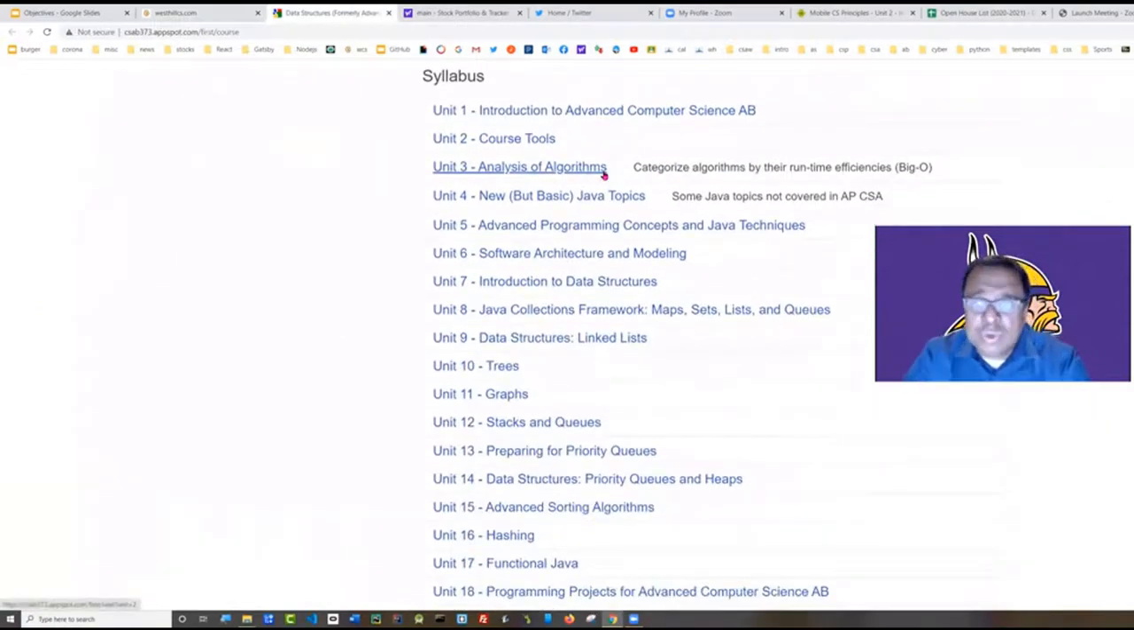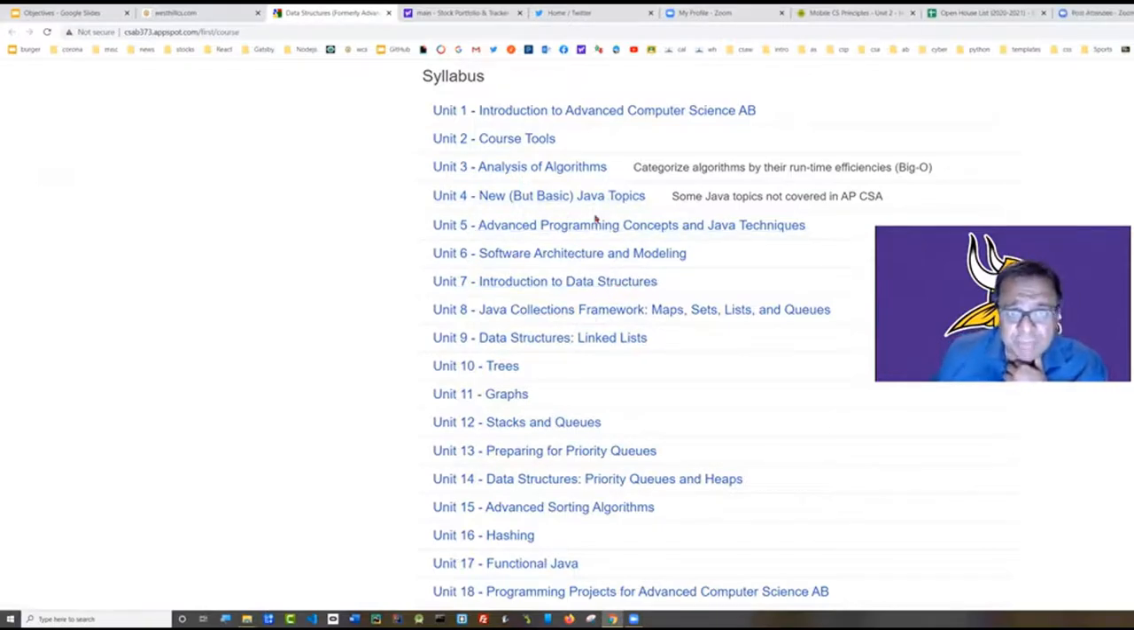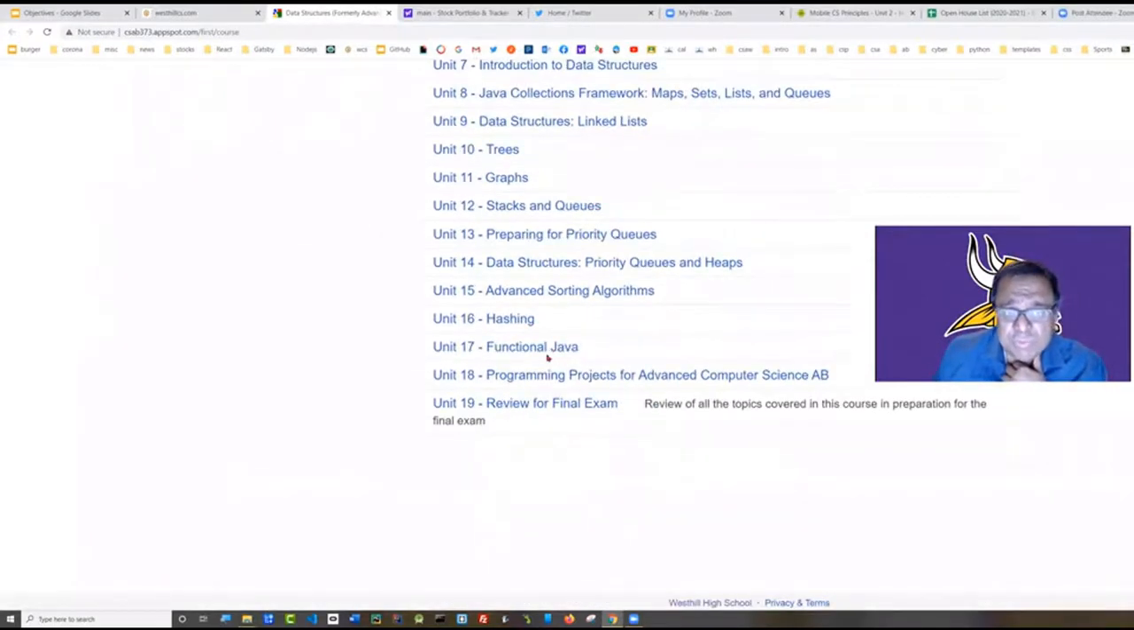Originally, the data structures course used to be called Advanced Computer Science AB, and it used to be an AP course that was offered by the College Board. Due to low enrollment, the College Board decided to cancel the AP exam for the course, but we have kept the curriculum alive. Originally, the material offered in the course was only for about 6 months or so, and so what we've done here is we have supplemented the material with some additional Java topics. And at the end of the course, we spend about a month talking about functional programming.